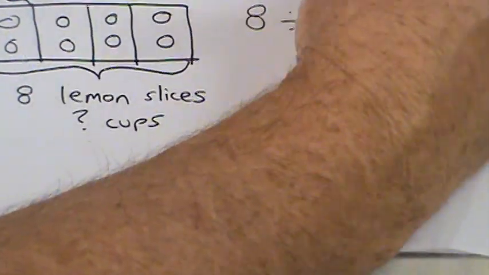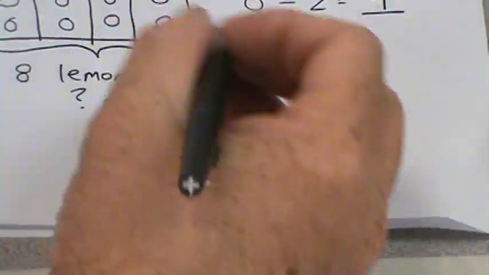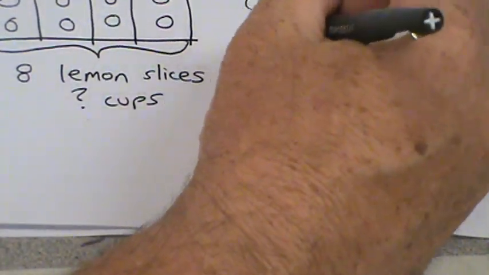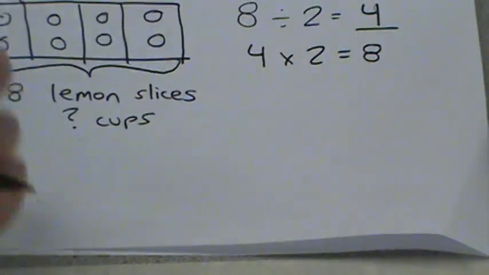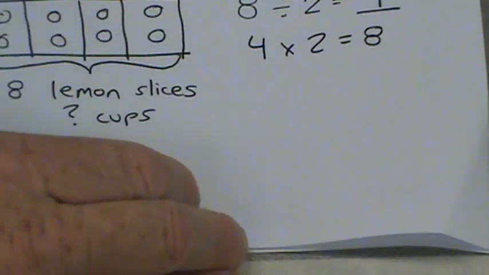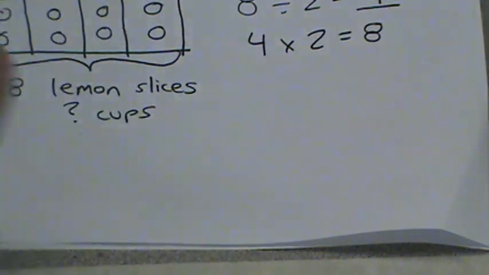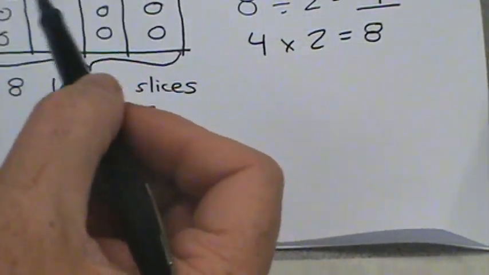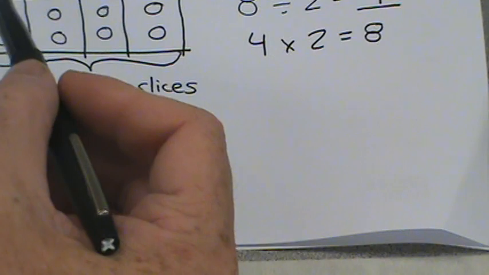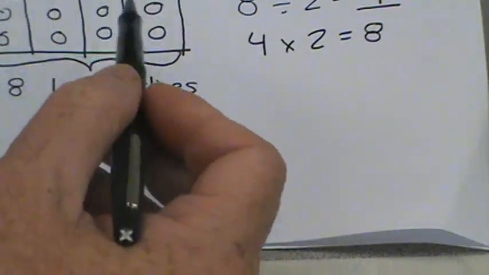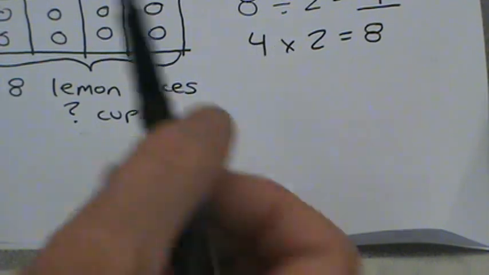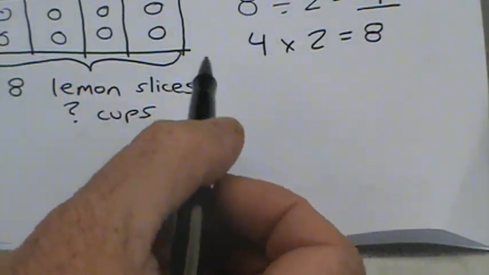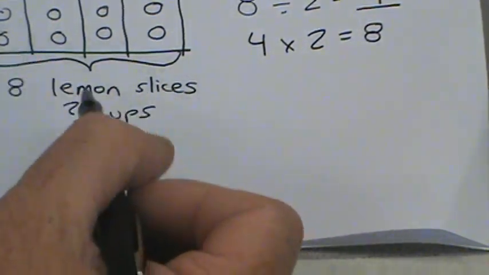But now, because we've got 8 divided by 2 is 4, we can reverse that and do 4 times 2 equals 8. So, by adding lines and labels to our array, we made a tape diagram. Each boxed column shows 1 unit, and 1 unit represents 1 cup and has a value of 2 slices. Notice that I labeled the diagram with all of the known and unknown information.